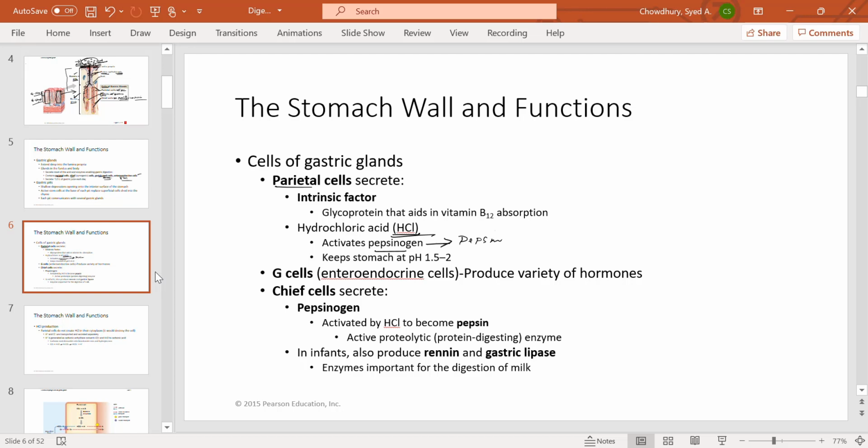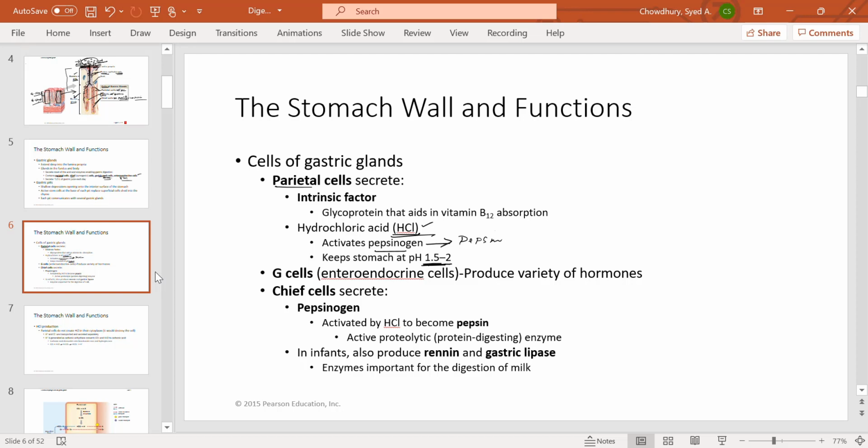Okay, and this hydrochloric acid keeps stomach content at very low pH. You remember I said inside the stomach the chyme is highly acidic, right? So the pH is very low. Acidic means pH is very low. Below 7 is acidic, right? So inside the stomach the content is highly acidic.